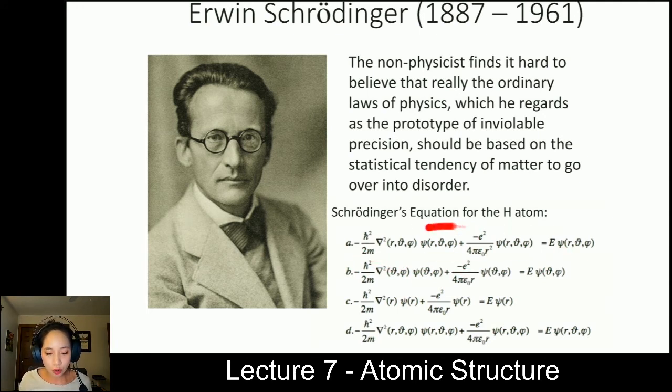So this is Schrödinger's equation for solving the hydrogen atom. He has a quote right here. "The non-physicist finds it hard to believe that really the ordinary laws of physics, which he regards as the prototype of inviolable precision, should be based on statistical tendency of matter to go over into disorder." All right? So if his math is as confusing as his quotes, just going over this slide would take a whole semester for us.